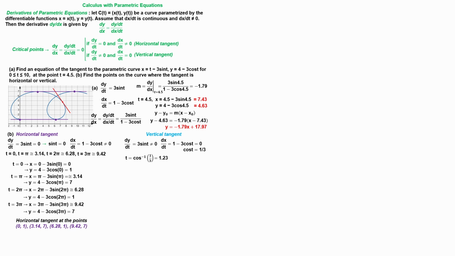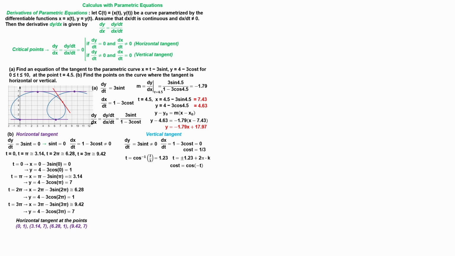This value is in the range 0 to 10. Be careful now, because we must find other solutions using the periodicity of the cosine. The cosine function has a period of 2π, and general solutions to cosine of t equals 1/3 are given by t equals plus or minus 1.23 plus 2πk, where k is an integer. The plus or minus sign is crucial, since the cosine function is even.